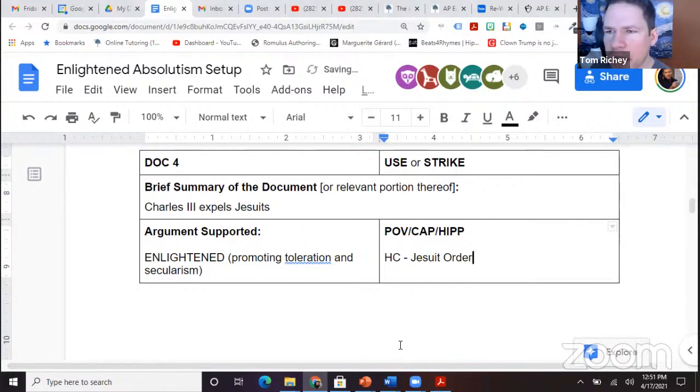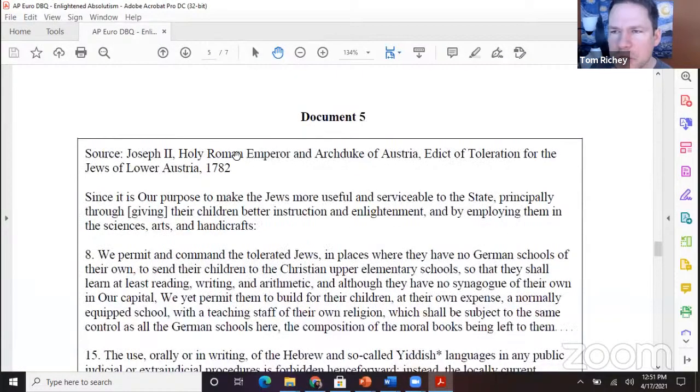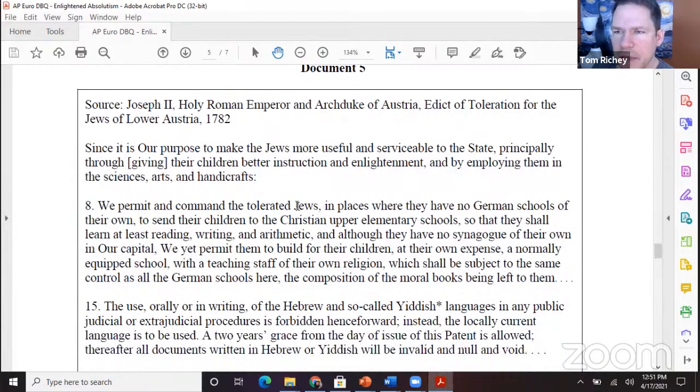And then when we're looking at the next document, Joseph II, the Holy Roman Emperor, Edict of Toleration for the Jews of Lower Austria. Since it is our purpose to make the Jews more useful and serviceable to the state, principally by giving their children better instruction and employing them in science, we permit and command the tolerated Jews in places where they have no German schools of their own to send their children to the Christian upper elementary schools so that they shall learn at least reading, writing, and arithmetic.